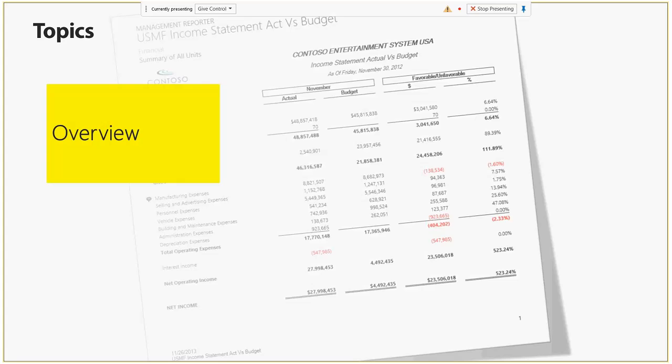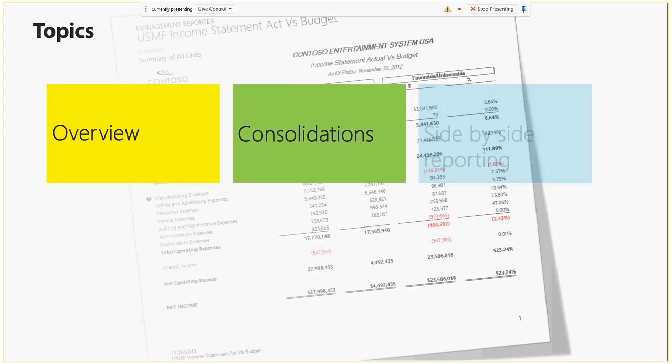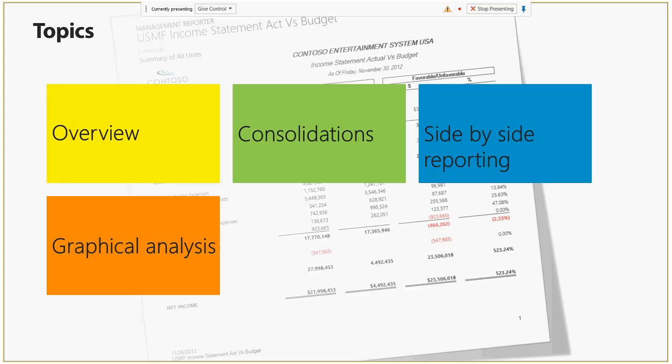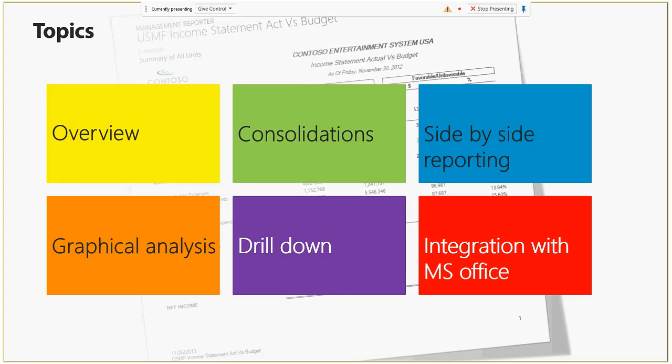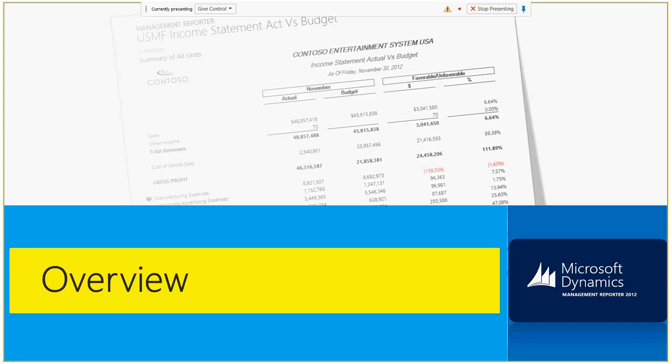And the topics: we're going to cover the overview, then we're going to discuss consolidations, some side-by-side reporting, how you graphically analyze the reports. We'll look at drill down, and then we'll talk about the integration with Microsoft Office. Some of these reports I'll show you, some of them I'll just explain how you can do it, and then it's a lead into you going away, playing with it, and just seeing what you can do with the reports, because they're basically there for you to play with. Okay. So we'll start with the overview.